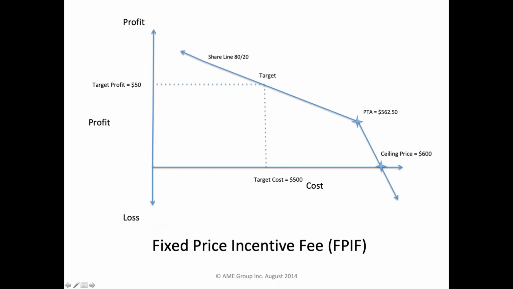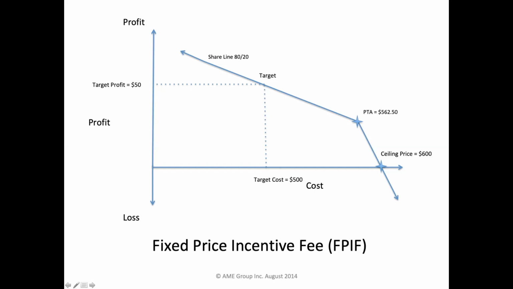If the actual cost ends up equaling 500, then the seller will receive the target profit of 50. If the seller underruns the target cost, you can see the line goes up, their profit gets higher. If the seller overruns the target cost, you can see the line goes down, their profit gets smaller. Eventually, it's going to hit what I'm used to calling the knee, which is the point of total assumption. You just calculated that, and the slope of the line changes.